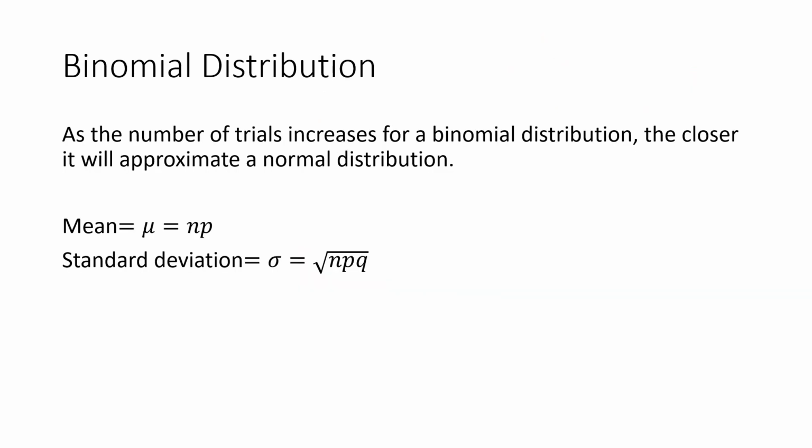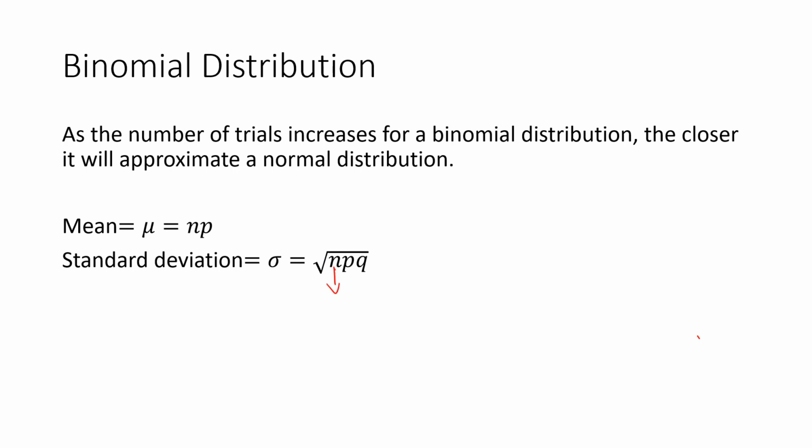Now, let's go through some formulas. So we just established that as the number of trials increases for a binomial distribution, the closer it will approximate a normal distribution. Now, we need a couple of things first. We need the mean and standard deviation of a binomial distribution. That is found with np. np is the mean for a binomial distribution, and the standard deviation would be the square root of npq.